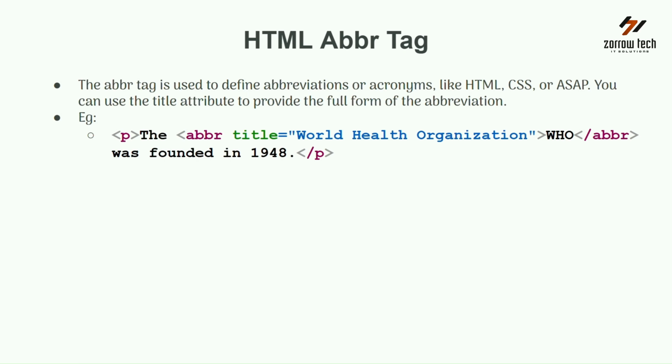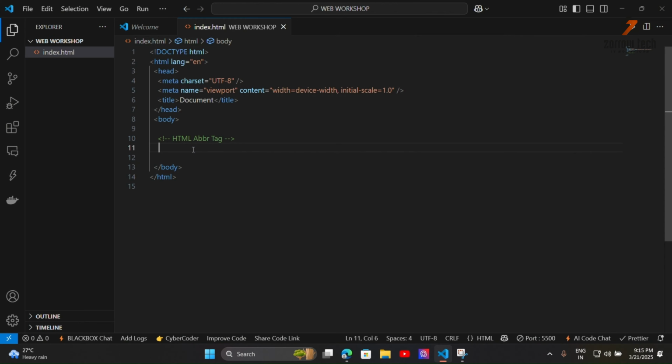Here's how it works. You start with an opening Abbr tag. Inside the Abbr tag, you add the abbreviation. You use the title attribute to specify the full form. You close the Abbr tag with a closing tag. Let me demonstrate this in VS Code. Watch as I add an abbreviation and hover over it to see the full form.